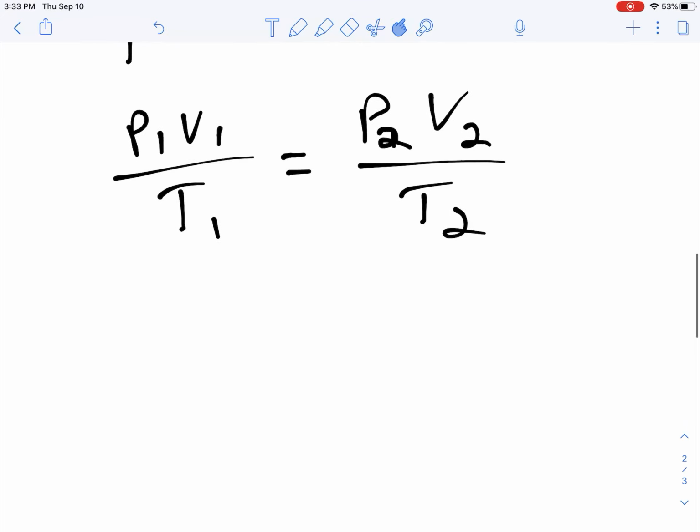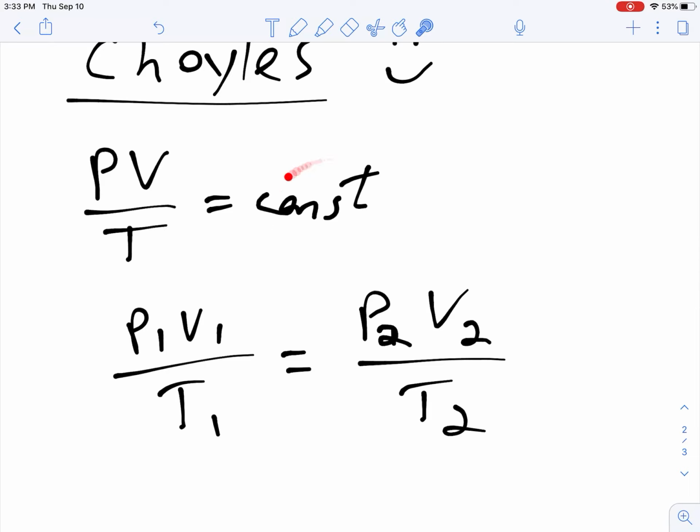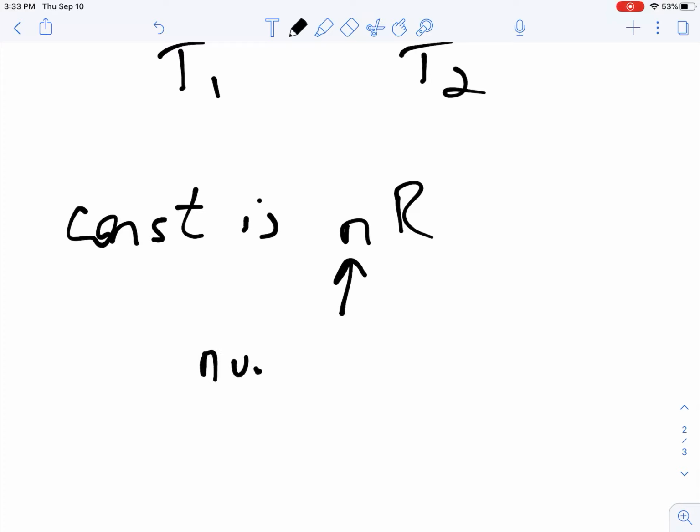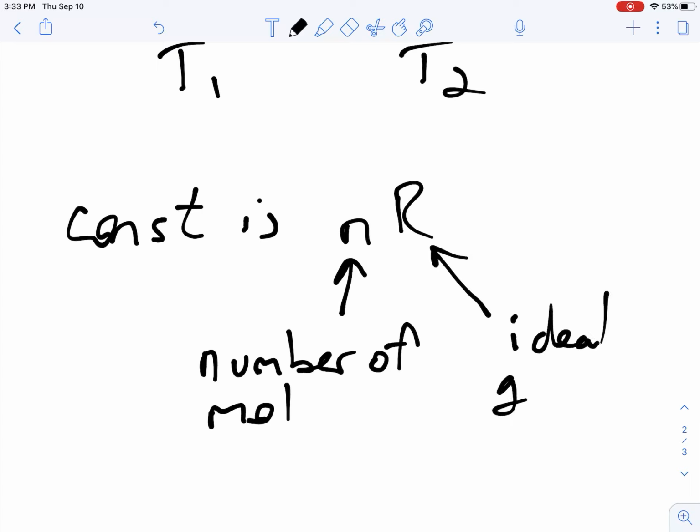Okay. Well, what's this constant all about? What does PV over T actually equal? Well, the constant is nR, where little n is the number of moles, everybody's favorite unit, the mole. You can read in the textbook for the definition of moles if you happen to forget it. This thing right here is the ideal gas constant.